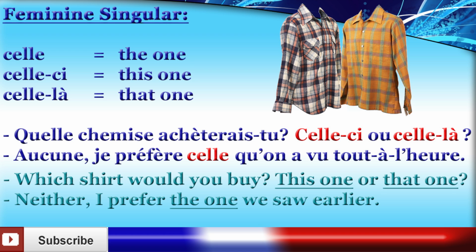So what do celle-ci and celle-là stand for? In other words, what do this one and that one replace? They replace this shirt and that shirt. The word for shirt is chemise in French, which is feminine and singular. So that's why we chose celle-ci to mean this one and celle-là to mean that one.